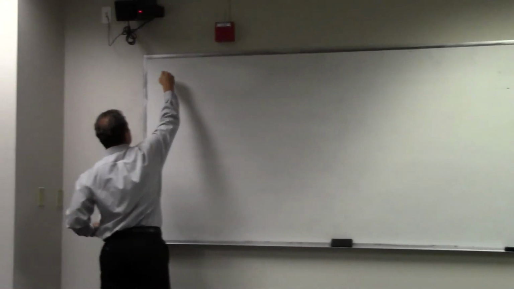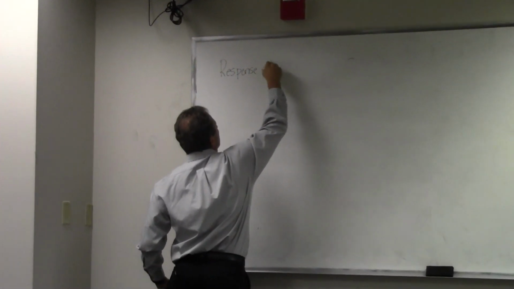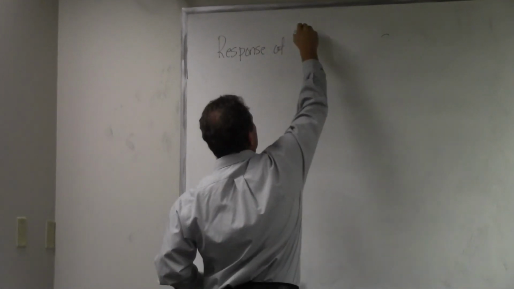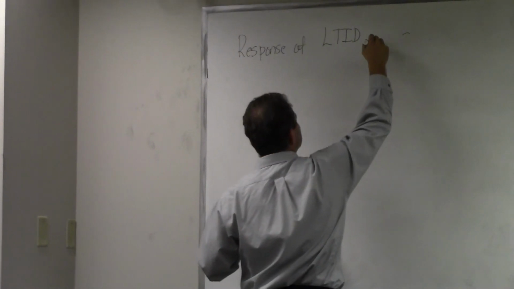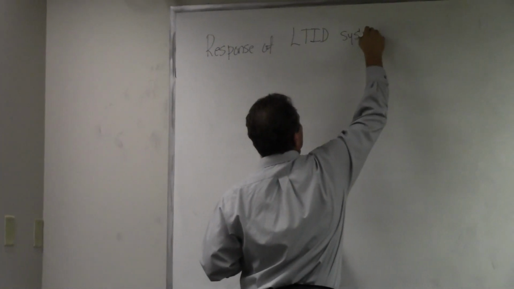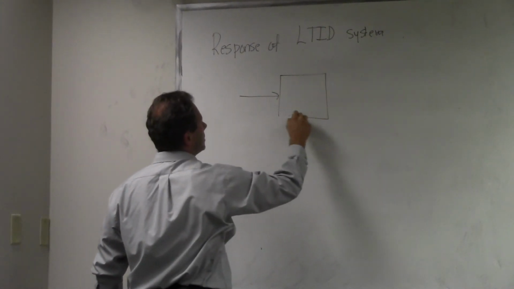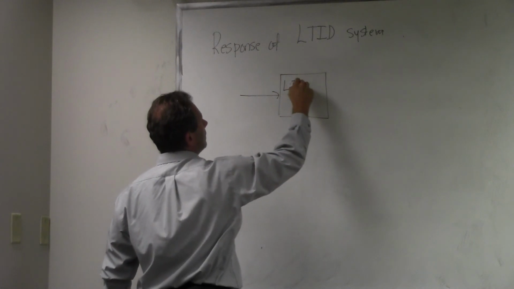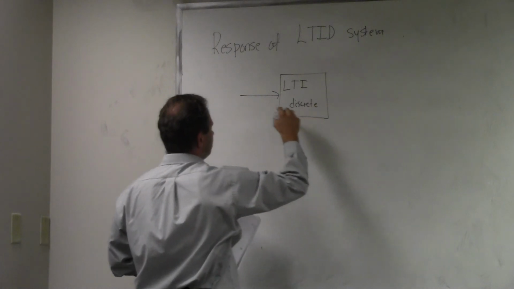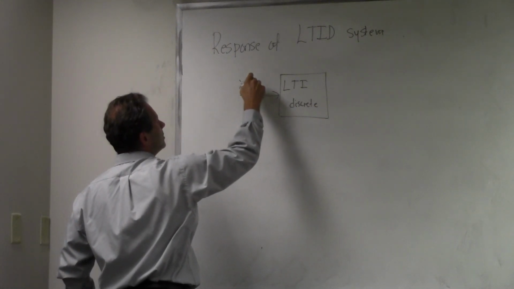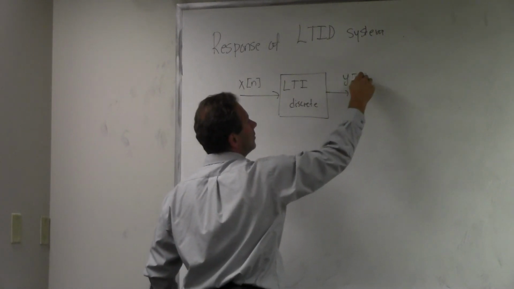And so the response of a linear time invariant discrete system. Here's our scenario. We have a box which is linear time invariant discrete, and we are putting in an input sequence x of n, and we're having an output sequence y of n.